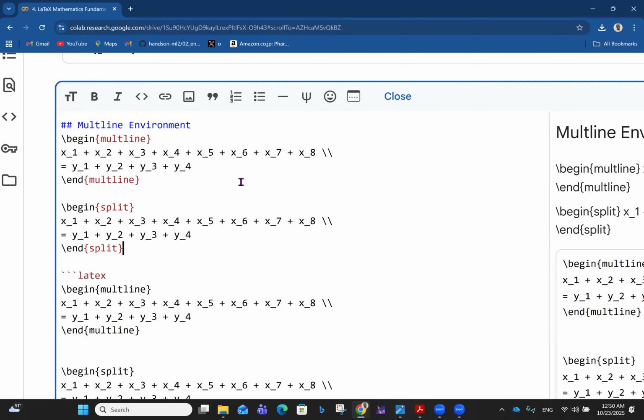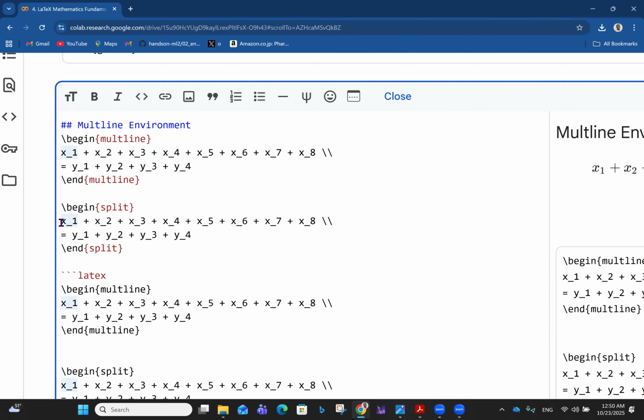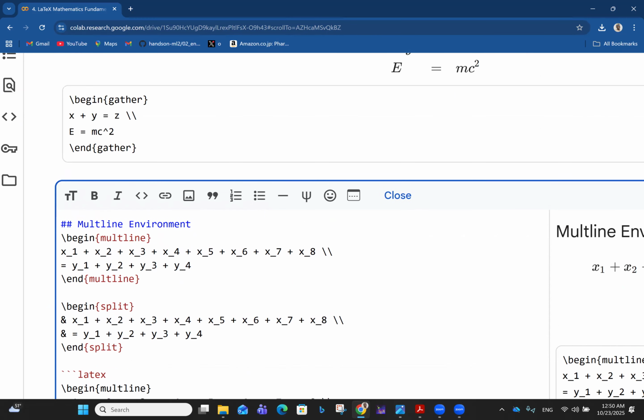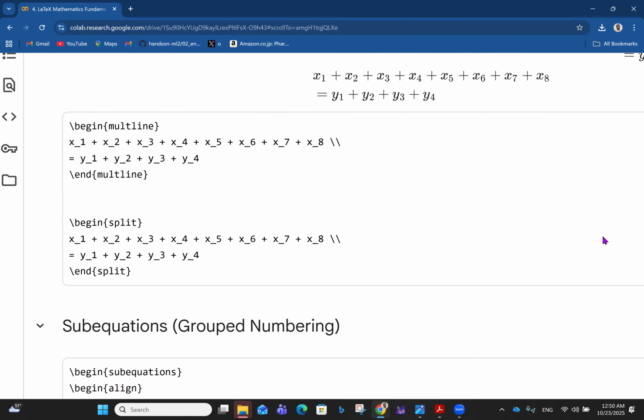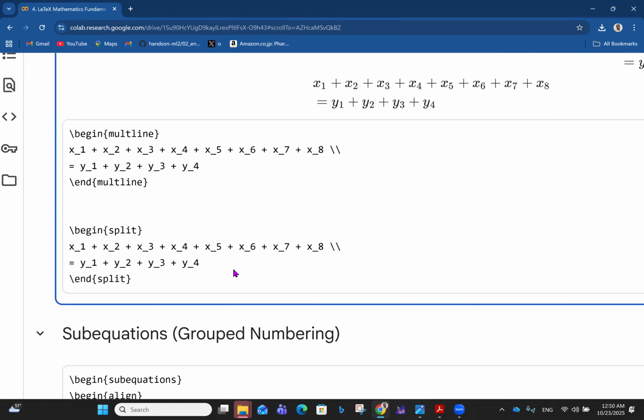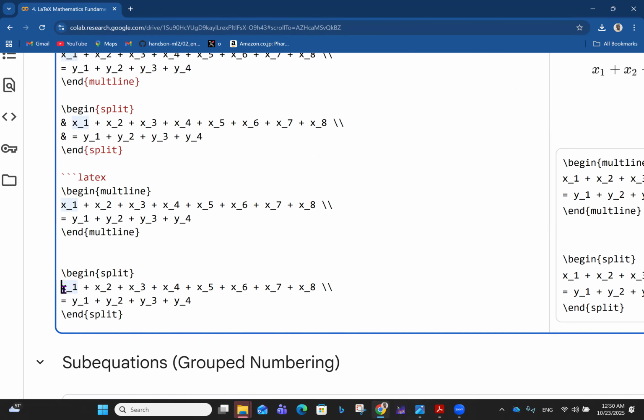For this begin split, end split, I just put & here. Make sure those two things align where exactly you have put the &. So you see now from X1, this equality aligns with that, depending on what exactly you want. Begin split seems to make more sense than multi-line, because in multi-line everything is all over the place. So don't forget your & for alignment and don't forget your double backslash for breaks.